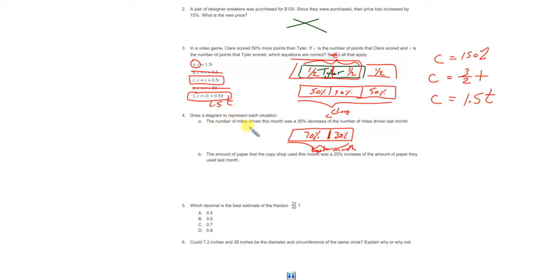Now, the number of miles we've driven this month is 30% less of last month's total. So we don't want to tack on another 30. We essentially just want this 30% to go away. And so this 70 represents this month, and then the total would have been last month.